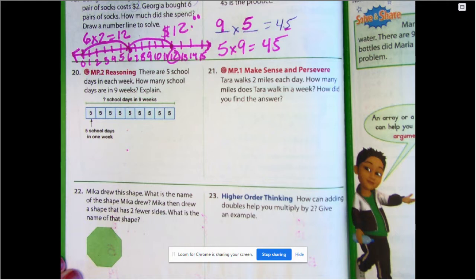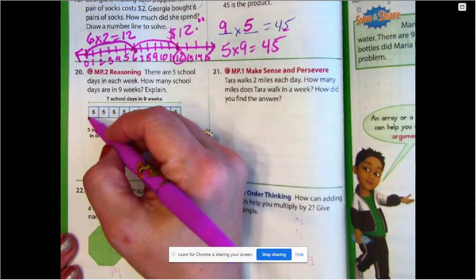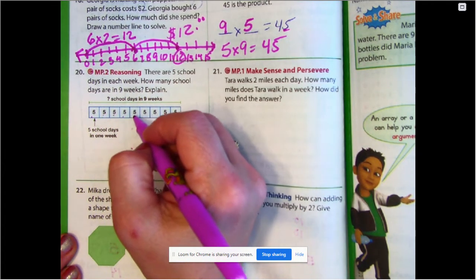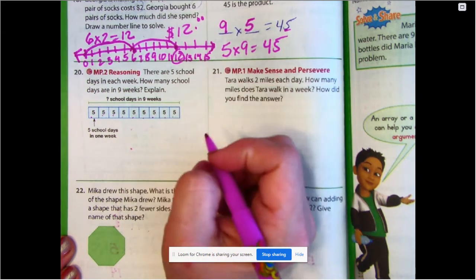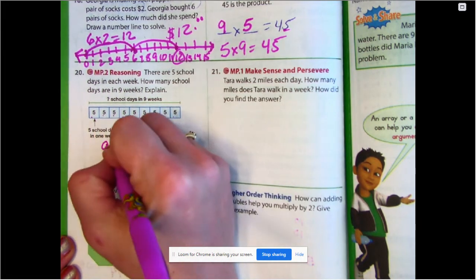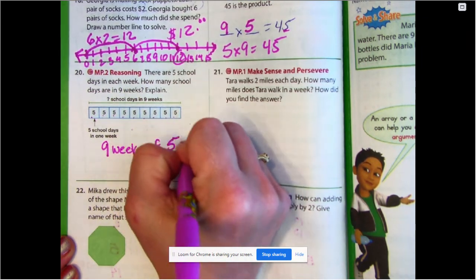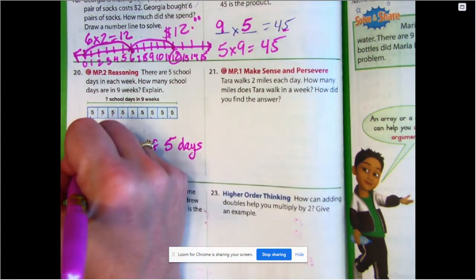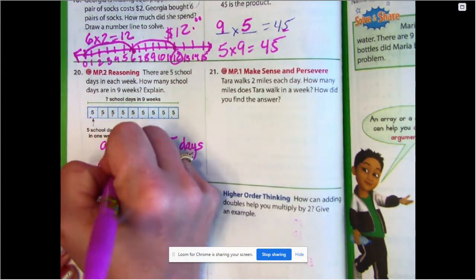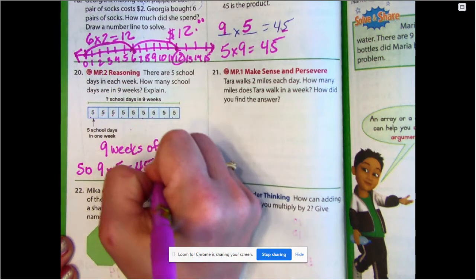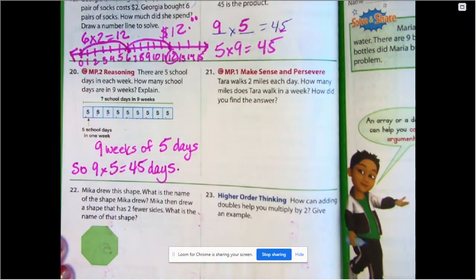All right. There are 5 school days in each week. How many school days are in 9 weeks? Explain. All right. So there are 5 school days in each week. How many school days are in 9 weeks? So we have 5, 10, 15, 20, 25, 30, 35, 40, 45. Because we have 9 weeks of 5 days. So 9 times 5 is 45 days. There we go.